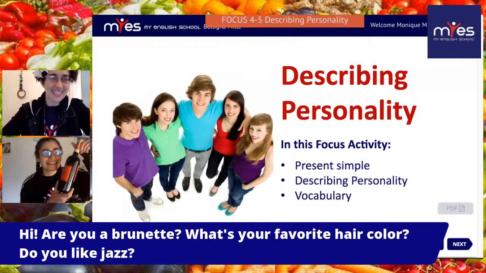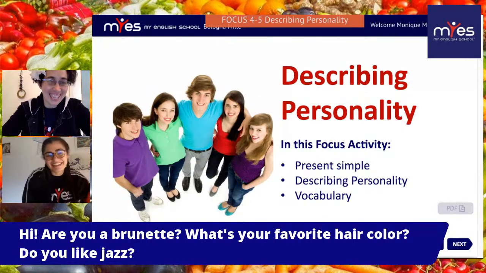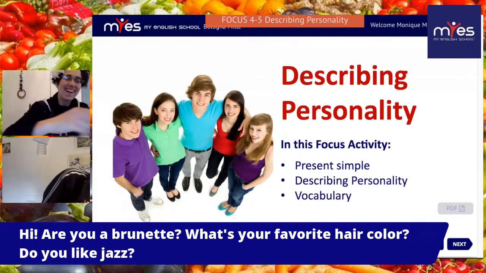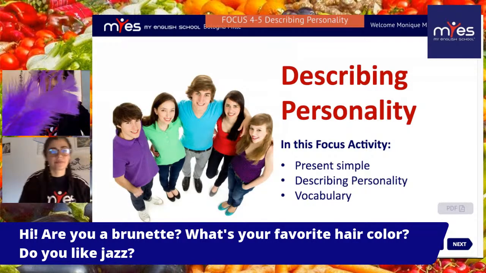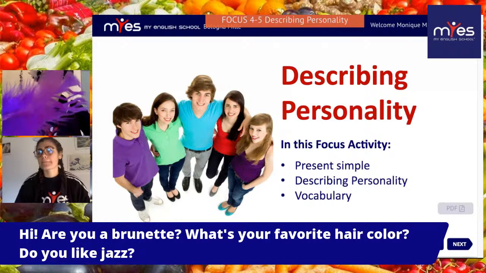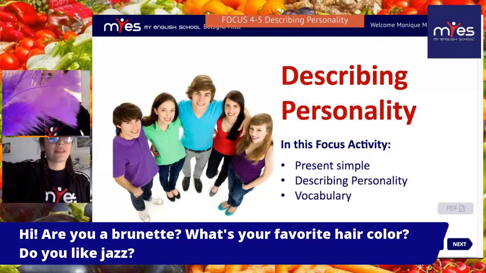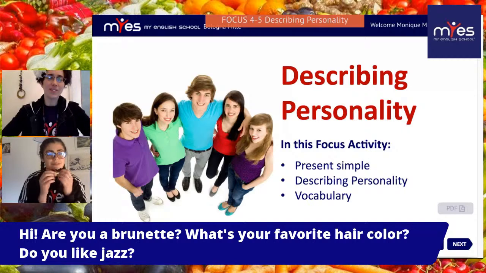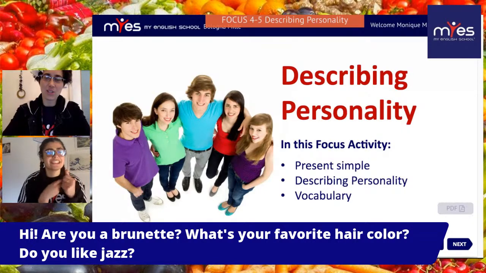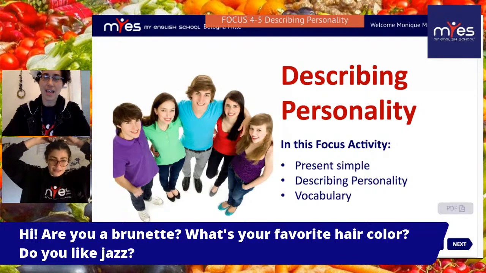I have a bottle of wine. Fantastic. Wonderful. I could also use present simple to say, this is a purple feather. Beautiful. This is a scrunchie. Good vocabulary. A scrunchie. I could put my hair up in my scrunchie.